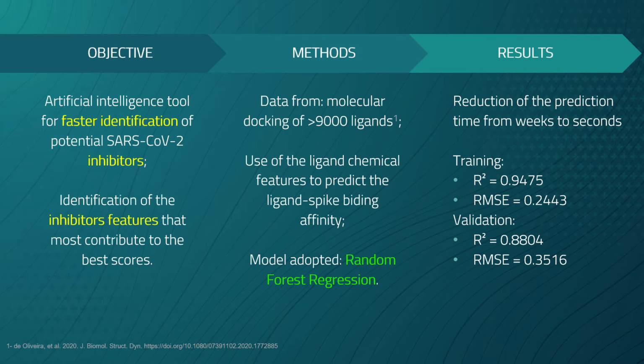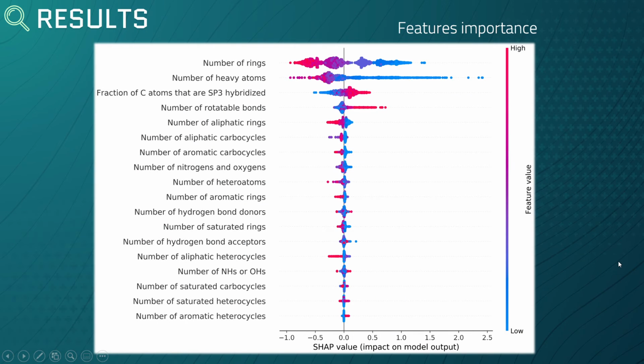The binding affinity of the spike with more than 90,000 molecules was used to train and validate a random forest regression model, which can be used for supervised machine learning regressions. This procedure permits reducing the simulation time from weeks to seconds, while maintaining good representability of the results. 18 filters of the ligands were analyzed.